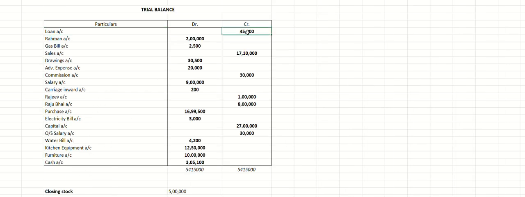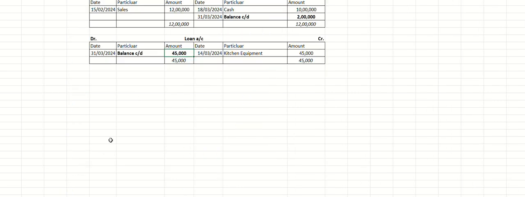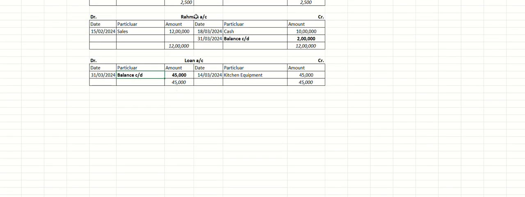Remember, the rule is just opposite. If a ledger account is closed with a debit balance, in the trial balance it is written on the credit side. Why is it written on the opposite side? Because it doesn't consider where it is closed. It considers where it is opened. Just forget that. I am not going deep into the accounting principles. Just understand, if a ledger account has a balance on the debit side, in the trial balance the balance will be written on the credit side. So the loan account had a balance carried on in the debit side, so it is written on the credit side, 45,000 rupees.